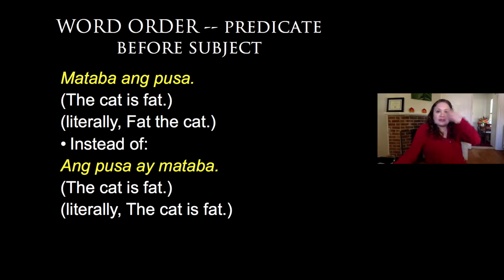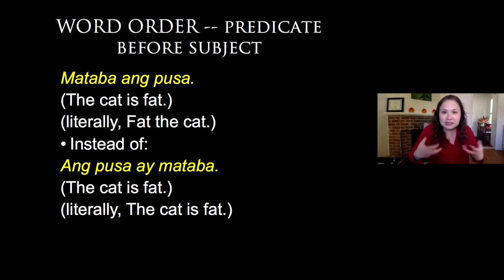Let's study again the word orders. Okay? So here, first word order, predicate before subject. So we say, mataba ang pusa. The cat is fat. Instead of, ang pusa ay mataba. Is ang pusa ay mataba wrong? No. It's also correct. However, it's not as usual or it doesn't sound as natural as mataba ang pusa.